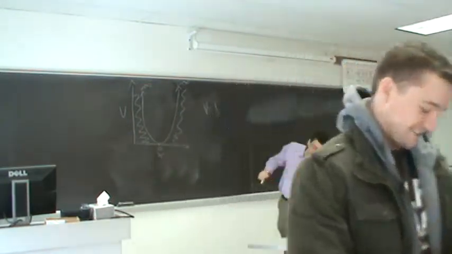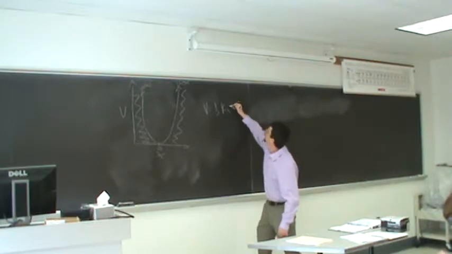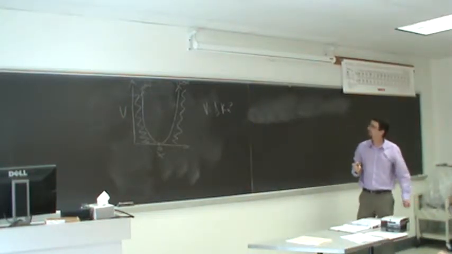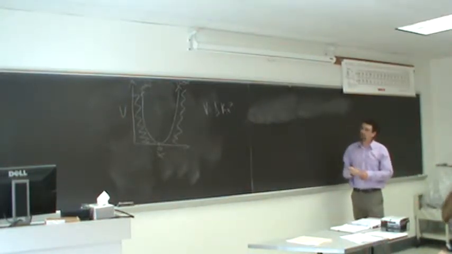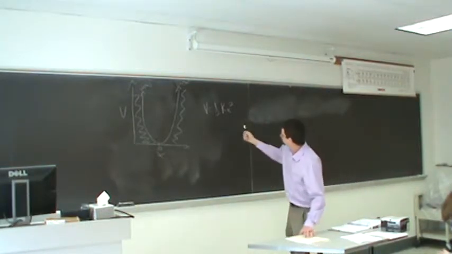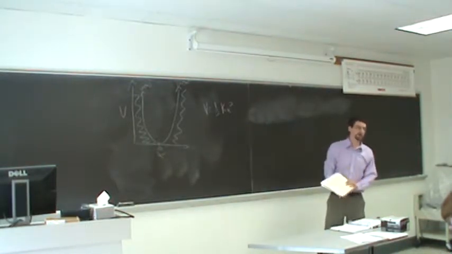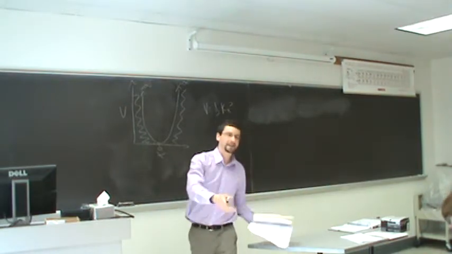Something like this, where we have kx squared. That's a parabolic function, right? Hence why we have it that way.